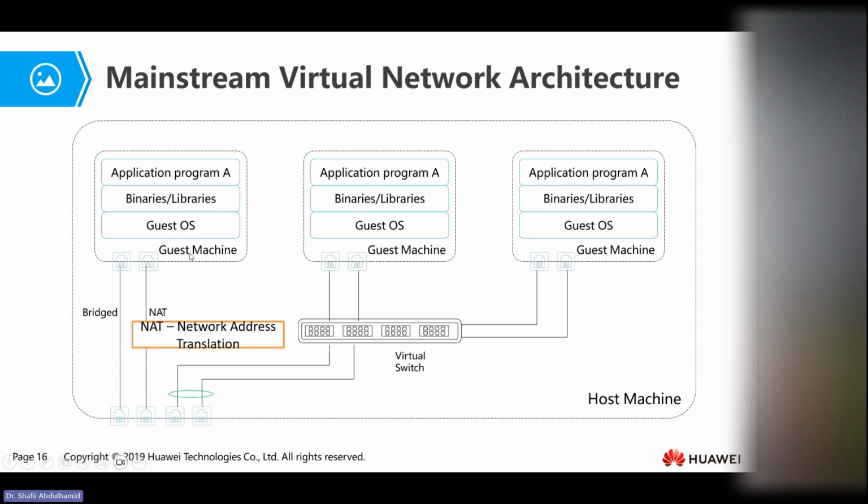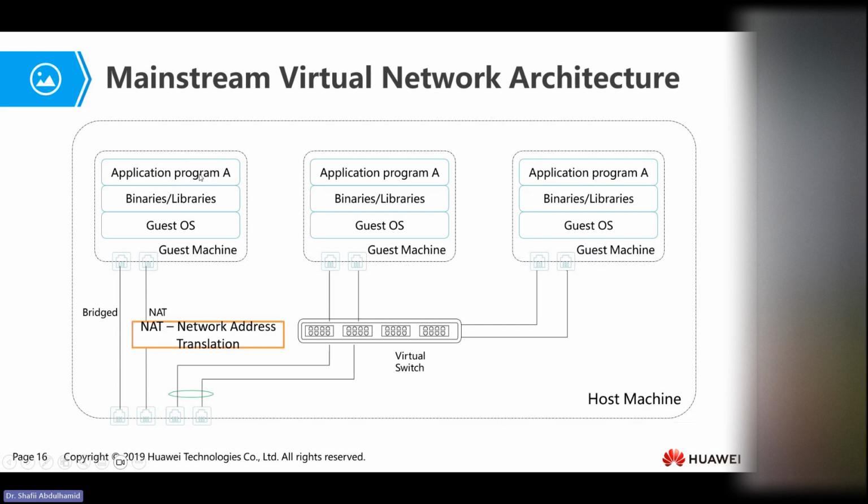You can install, for example, an Ubuntu Linux on this guest machine, and in the other guest machine, you can install a Windows operating system, and in the next guest machine, you can create a guest machine and simply install on it a different operating system. For example, Red Hat Linux. And of course, you have the libraries, which are Ring 2, and then the application programs.